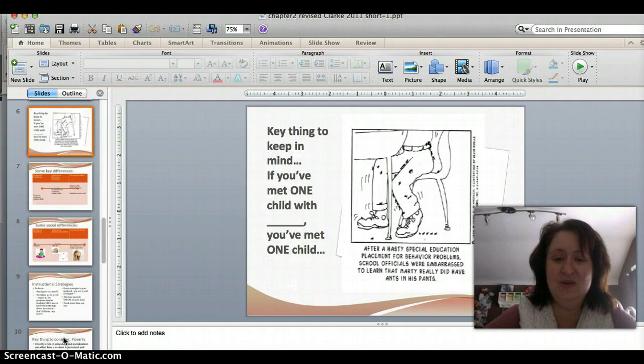So we need to support and make sure, just like this kid who really did have ants in his pants and just needed help, didn't need a whole litany of supports for attention deficit disorder, he just needed new pants and some ant spray. Make sure that we're providing the appropriate supports at the appropriate times.